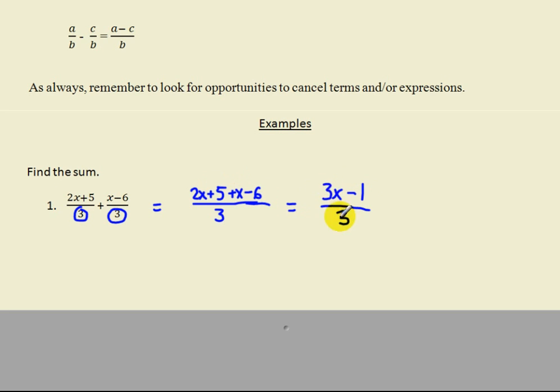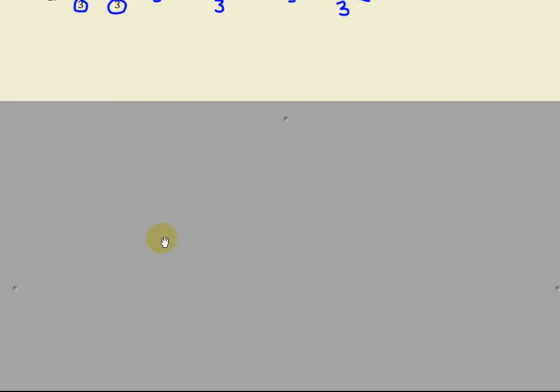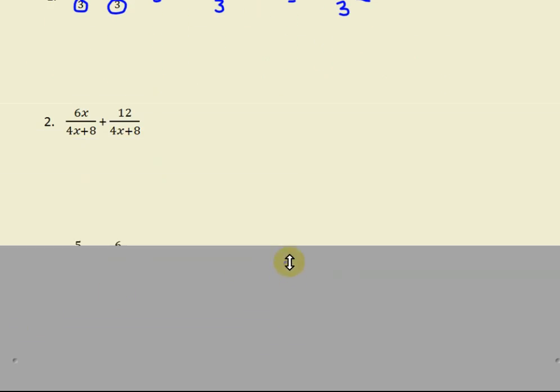Notice that we can't just cancel 3's here because this 3 is part of a term that's involved with a subtraction. We need to have this involved with only multiplication in order to cancel. So we're done with that one.